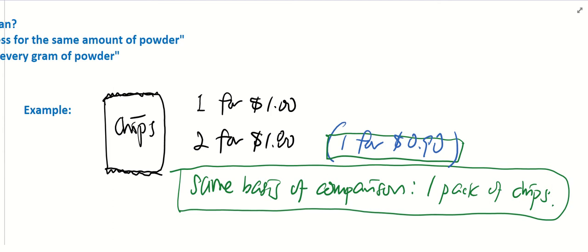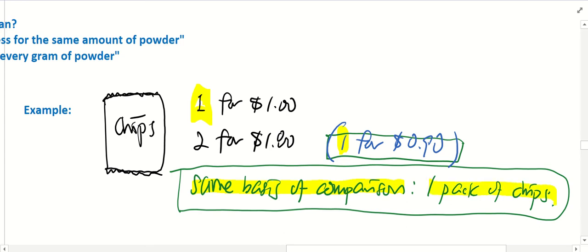So why do I need to do that? Why do I need to divide by 2 to give me 90 cents? Because I want to compare 1 pack to 1 pack. This is what I call the same basis for comparison. I have to compare 1 bag of chips to 1 pack of chips, to see which one costs less. So in this case, my basis of comparison is 1 packet of chips.